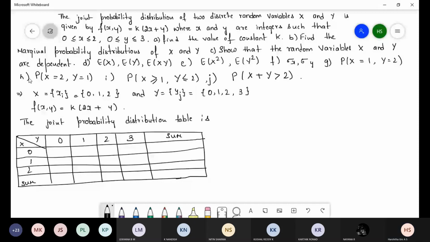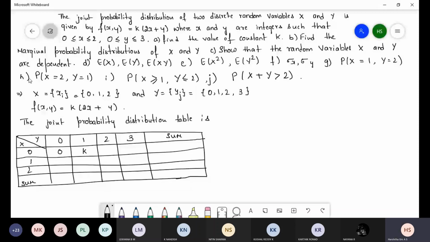Next, we have to substitute in the equation x and y. First one will be 0. X is equal to 0, y is equal to 1: k into 1 is k. X is equal to 0, y is equal to 2: 2k. X is equal to 0, y is equal to 3: 3k. Sum will be 6k.